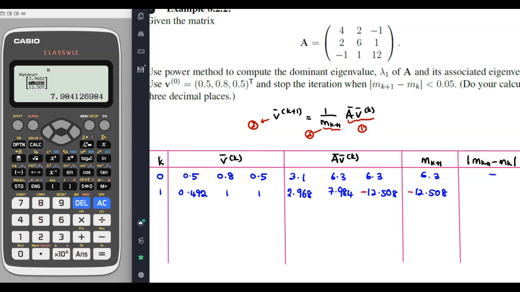Because sometimes students miss that part. Students tend to write the positive one. But for this specific example, it is okay because the actual sign is positive anyway. But in case it is negative, you need to write down the actual sign when writing mk plus 1 here. So I hope you are clear on that. And then now you can compute the absolute value of the current m minus the previous m. So 12.508 minus 6.3, so you have here 6.208.